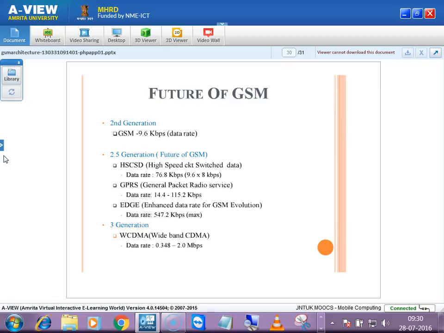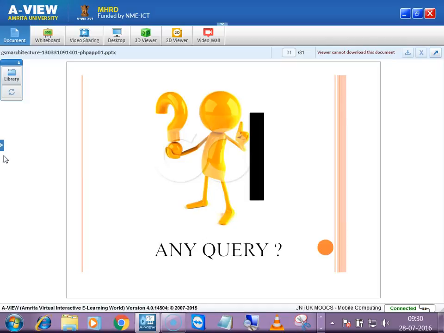data rates. So Edge has achieved almost 547 to 2 kbps. In third generation we have CDMA, which provides data rates of 0.3482 to 2 Mbps, and in 4G, in LTE, we have 100 Mbps in downlink and maybe 4 to 5, or almost 50 Mbps, in uplink.